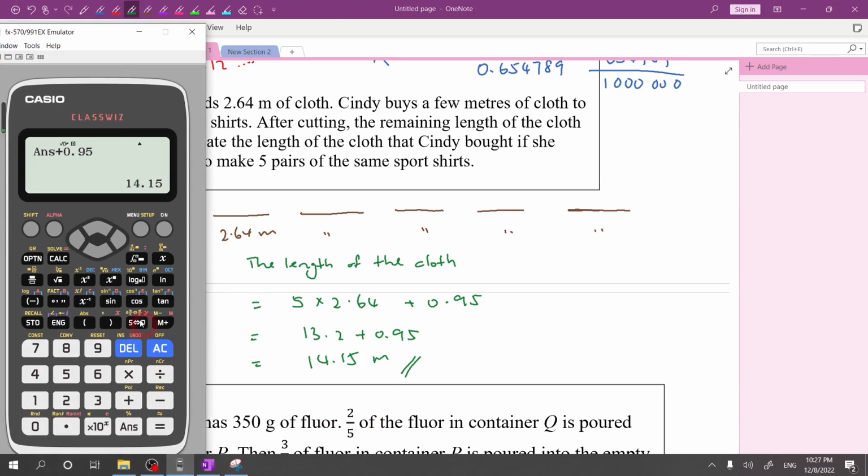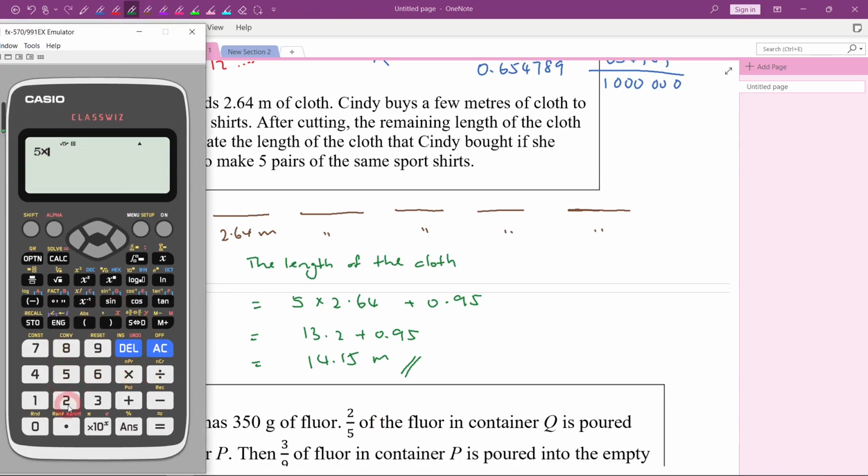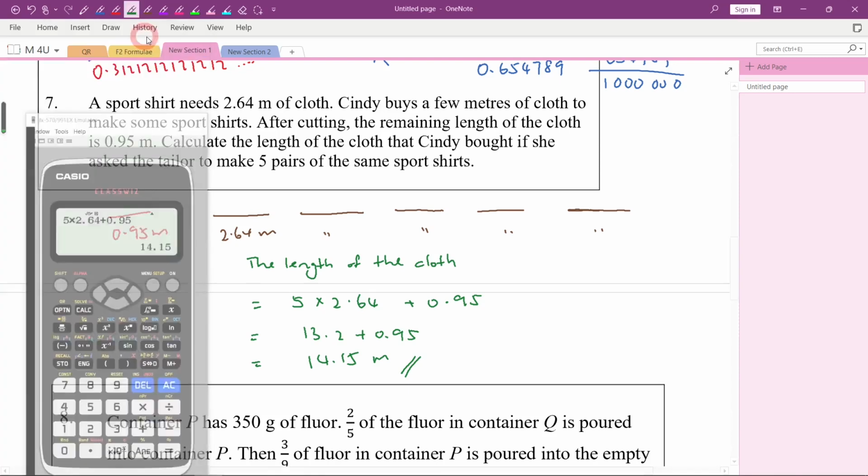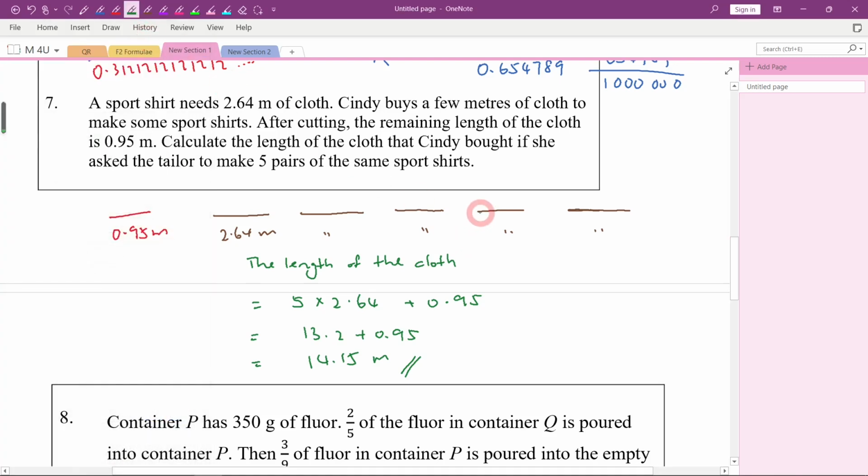Let me double check again. 5 times 2.64 plus the remaining part, which is 0.95. 14.15 meter. Okay, correct. Let's try the last question.